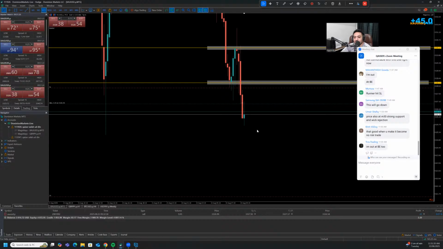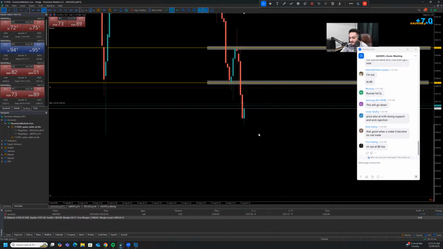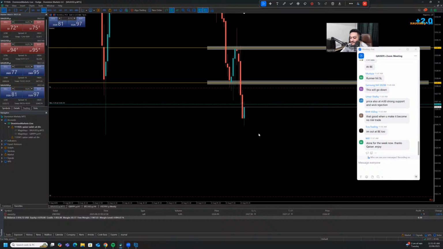So Trove is also out at break even. Yeah, that totally makes sense. Many guys are out at break even, but you can see it's my free trade. It's like a break even trade to me, and I'm still in a trade right now. We'll see.